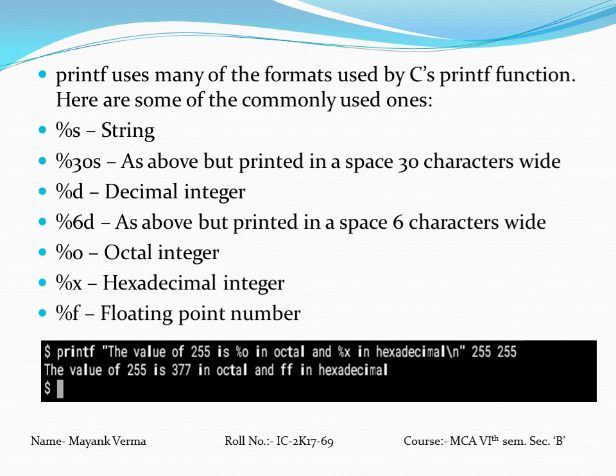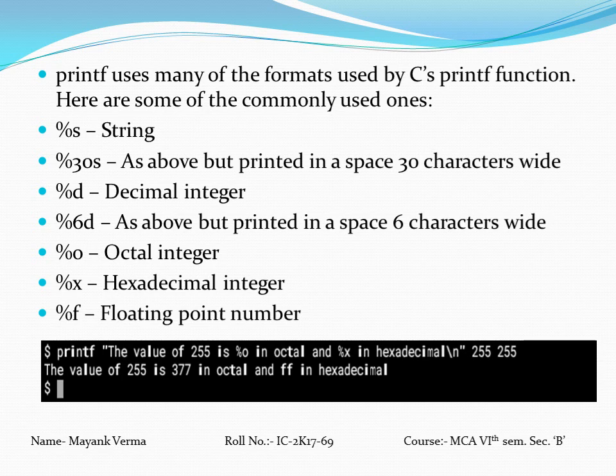Printf uses many of the formats used by C's printf function. Here are some of the commonly used ones. %s for string, %30s as above but printed in a space 30 characters wide. %d for decimal integer, %6d as above but printed in a space 6 characters wide. %o for octal integer, %x for hexadecimal integer, %f for floating point numbers.